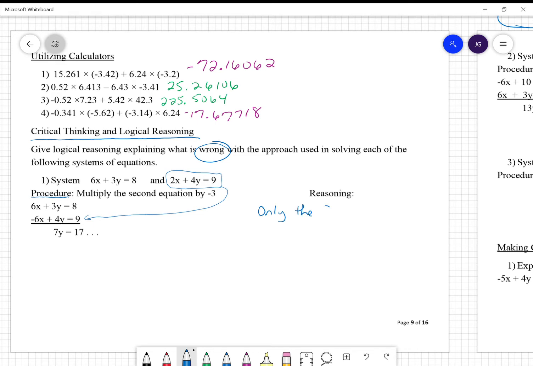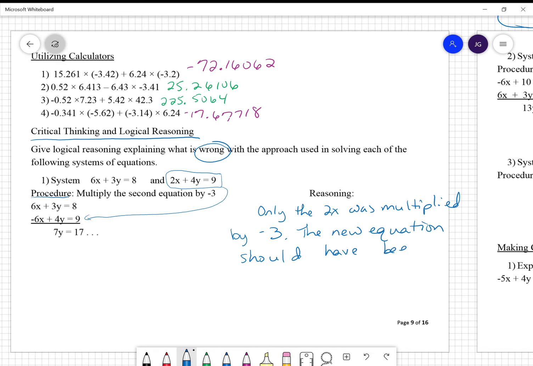Only the 2x was multiplied by negative 3. The new equation should have been, I'll do this in a different color, negative 6x minus 12y equals negative 27. Okay. They needed to multiply the whole thing by negative 3 and not just the first term. Okay. Next problem.